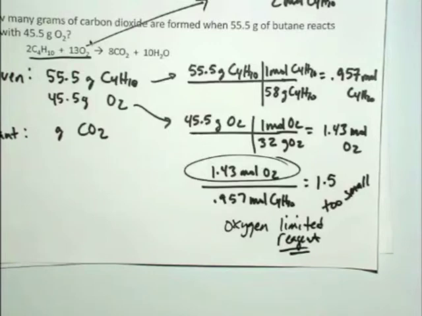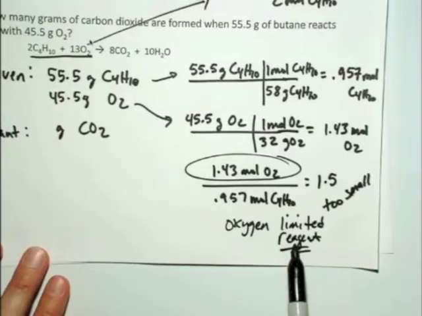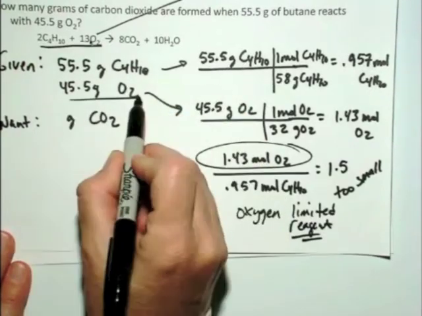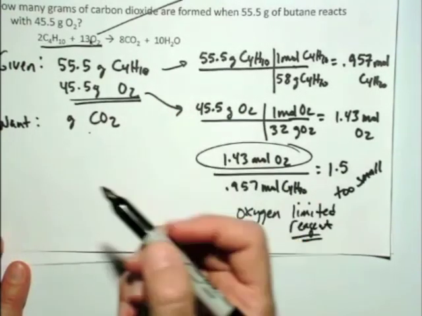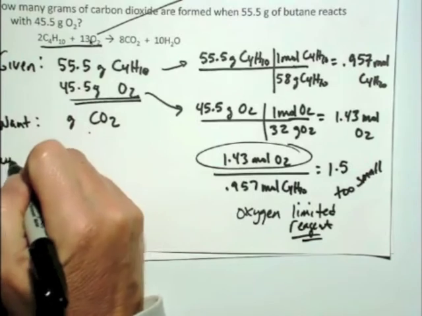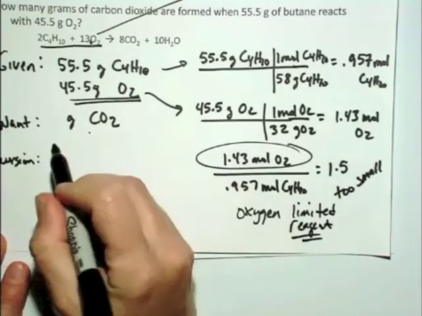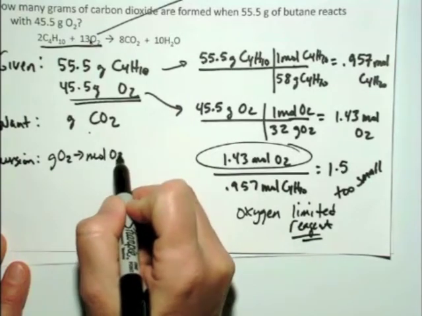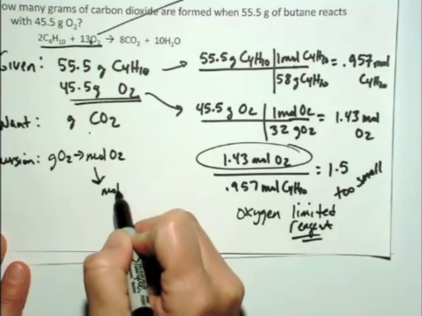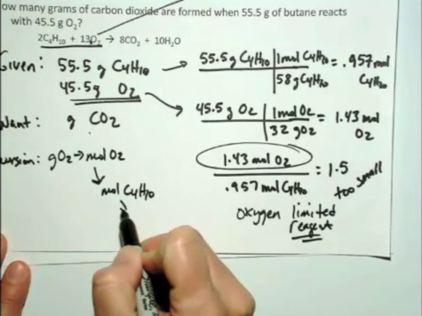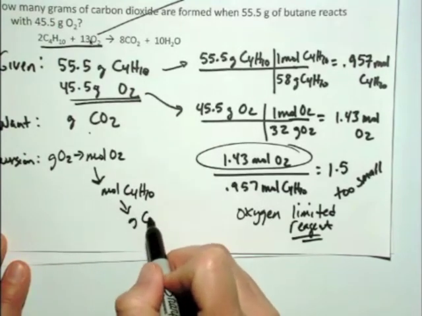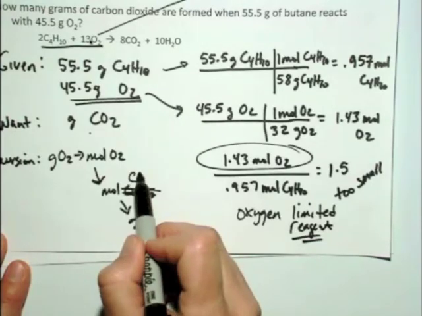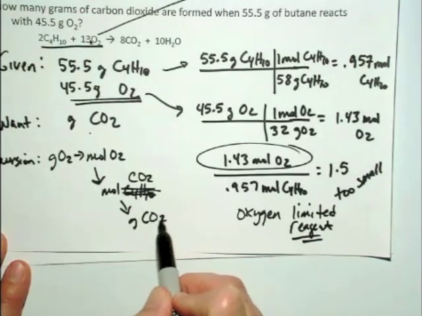Okay, so then in order to solve the problem, you just use the given oxygen to get to the wanted carbon dioxide. The conversion path then is going to be from grams of oxygen to moles of oxygen to moles of butane to grams of butane. Excuse me, not butane, that's not what we're going for. Excuse me, I'm rushing. Moles of carbon dioxide to grams of carbon dioxide.